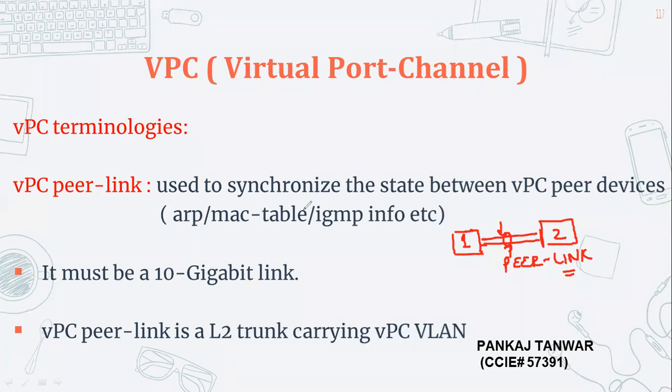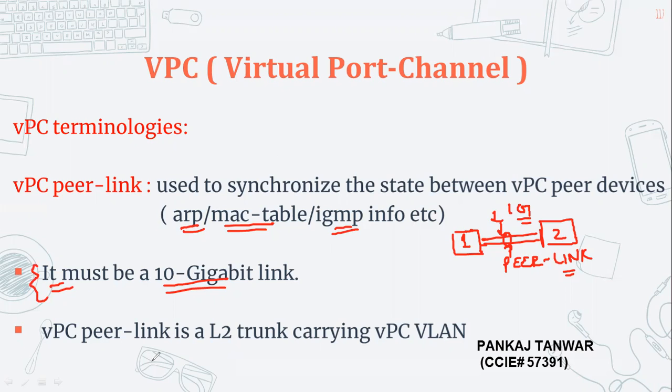And it is going to synchronize the states, the ARP table, the MAC table, your IGMP, or your HSRP messages. All will be synchronized using this peer link. So it must be a 10G link. If you're using a 1G link between your two devices, then you cannot form a VPC peer link. On 1G links or on FEX ports, the VPC peer link is not supported. So you must have a 10G link if you want to form a VPC peer link.